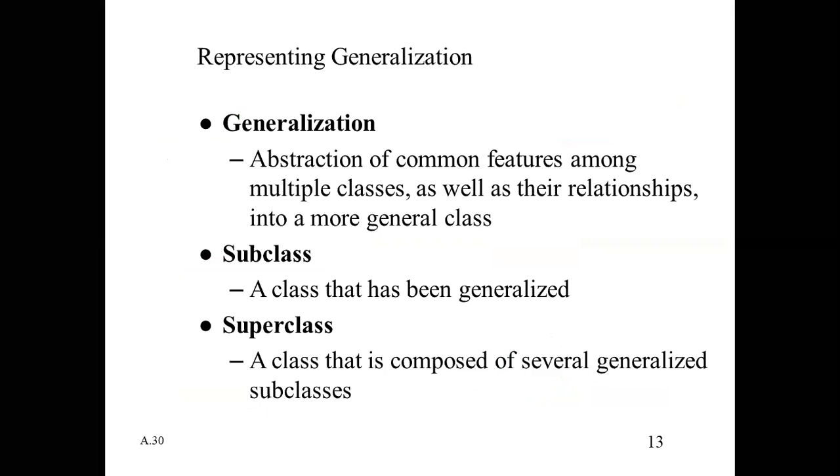Generalization. The abstraction of common features among multiple classes, as well as their relationships, into a more general class is called generalization. A subclass is a class that has been generalized. If a particular class has been generalized, it is called a subclass. A superclass, a class that is composed of several generalized classes, is called a superclass.